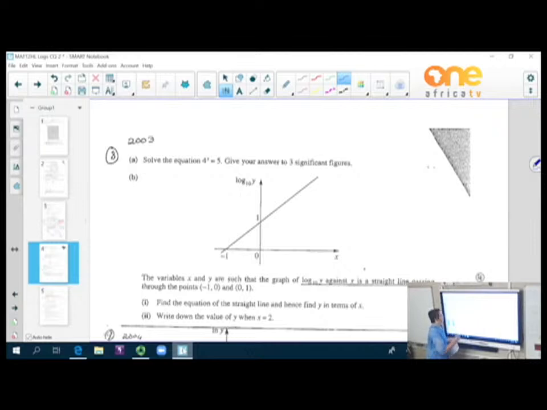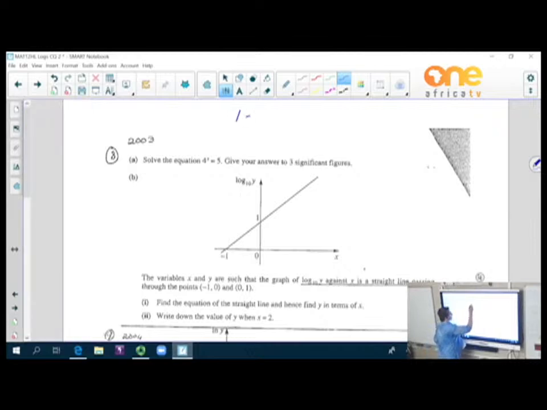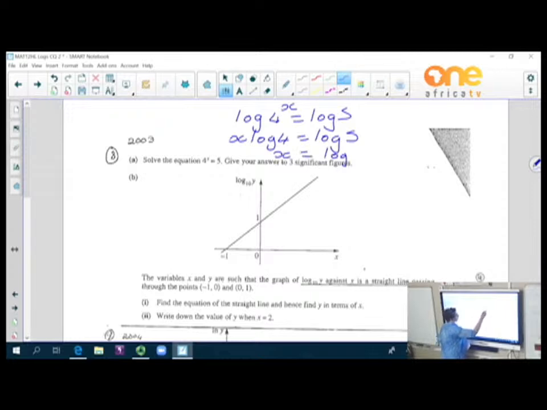We're also going to log both sides. So what we do is we say log 4 to the power of x is equal to log 5. What I do on the one side, I can do on the other side. Then it becomes x log 4, which is equal to log 5. And then you divide here, so x is equal then to log 5 divided by log 4. We can just do that calculation on the calculator, and my answer is 1.16.